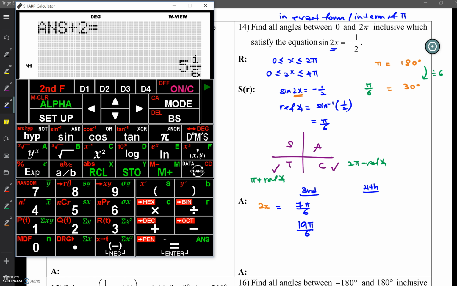Now let's work on with the fourth quadrant. So for fourth quadrant, we take 2 pi minus the reference angle. So it's like saying that I take 2 minus 1 over 6. The answer you'll get will be 1 whole 5 over 6 pi, but usually we prefer to write it as improper, so it will be 11 pi over 6.